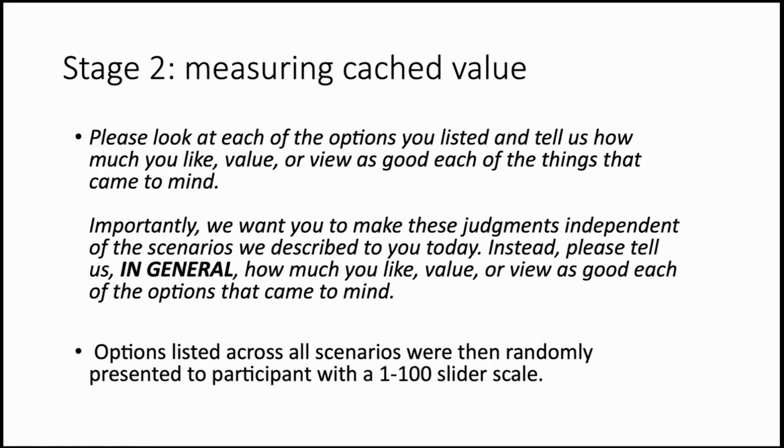Okay, in the second phase or stage, what we did was we tried to measure these 2 different kinds of value. We gave them back each of the options that they listed, that they had considered. And we asked them, in one case, a question about the cached value of that option. We told them we wanted to make this judgment independent of the particular scenario that they were given, and instead just tell us, perfectly in general, how much you like or value or view as good each of the options that came to mind. They were given a 1 to 100 slider, in which they were just saying how much they liked or valued that thing in general.